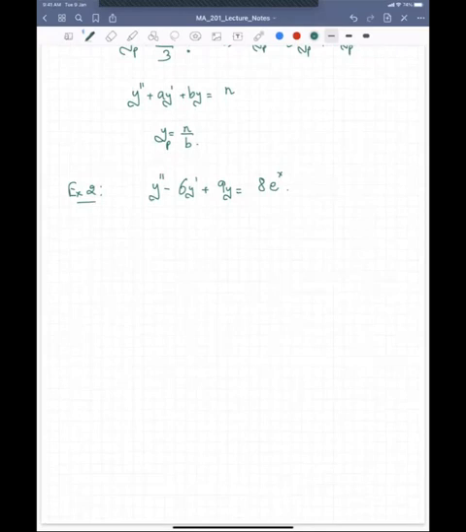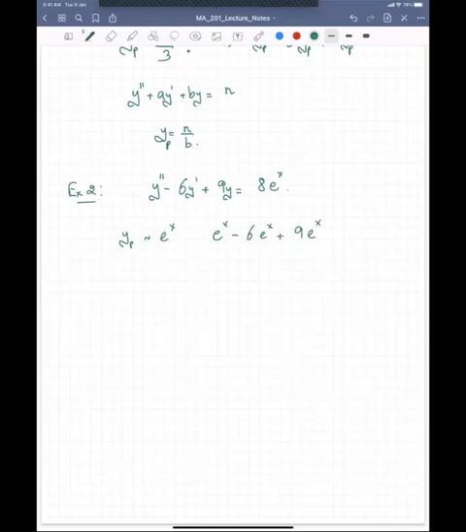The reason is, if I plug in e to the x, right? So if I try yp as e to the x, then of course yp prime is also e to the x and yp double prime is also e to the x, right? So then if I plug this in the equation, you would get e to the x minus 6e to the x plus 9e to the x, which is not quite 8e to the x, right? So yp equals e to the x doesn't solve this equation.